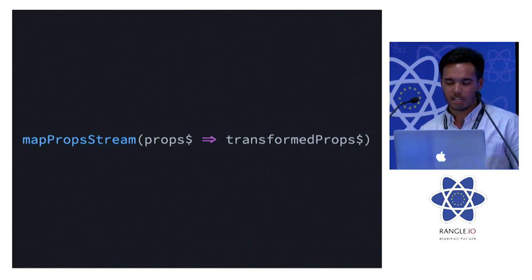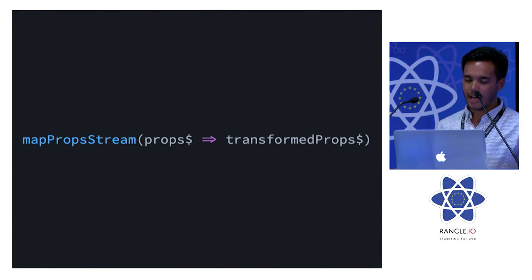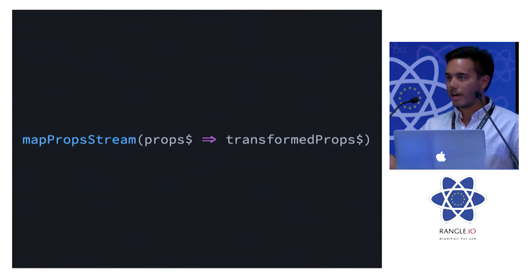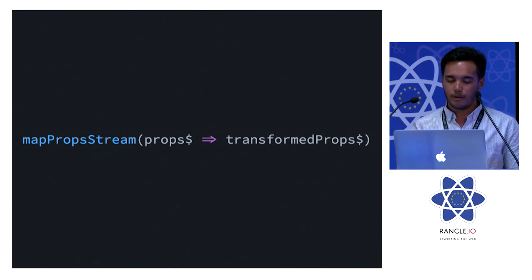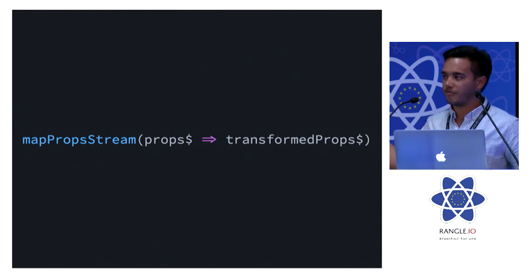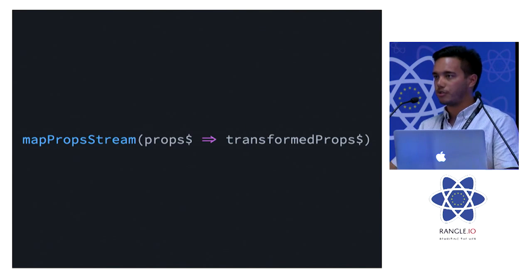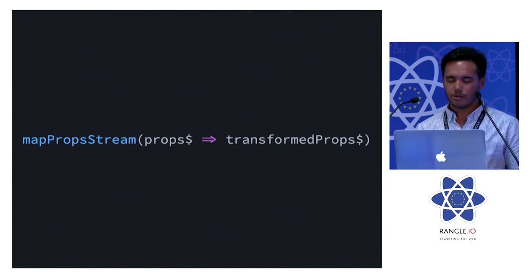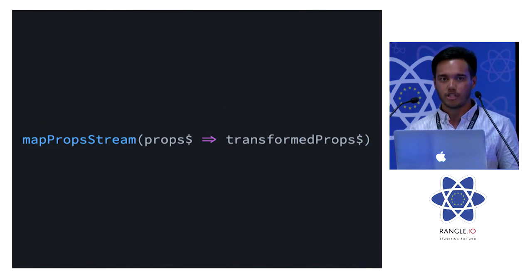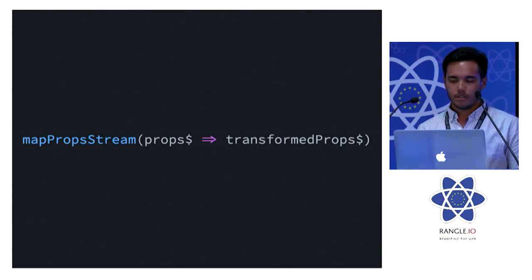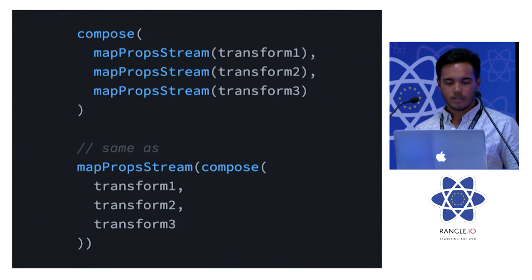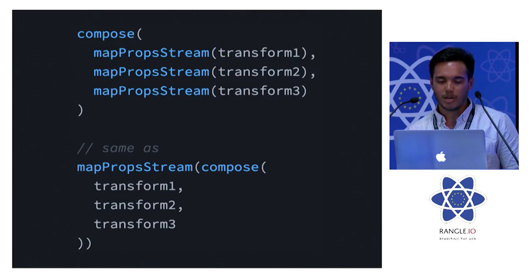So the reason I'm bringing this up is what's interesting about mapPropStream is that most other higher order components can be defined in terms of mapPropStream. Most of them can be defined in terms of a prop stream transformation. In other words, mapPropStream is kind of like a superset of all the other higher order components provided by Recompose, or likely the other higher order components that you would want to write yourself. Because of this, there's another property of mapPropStream.